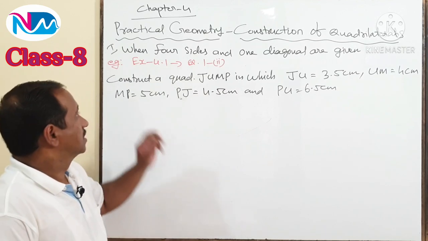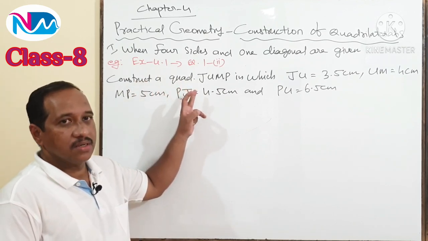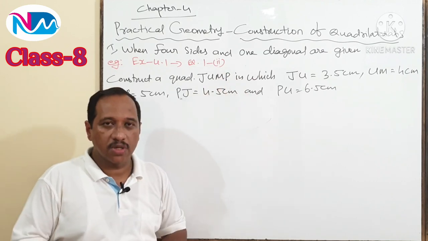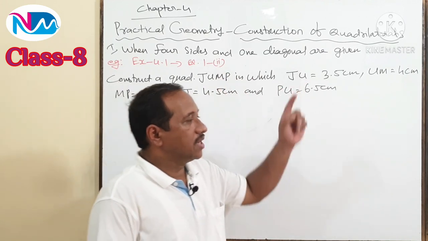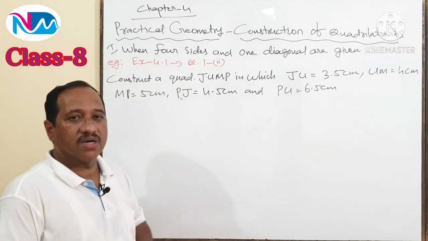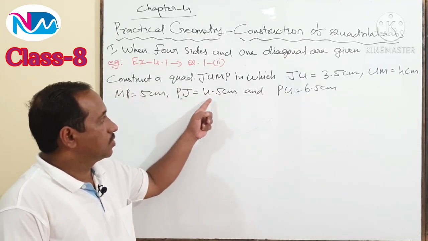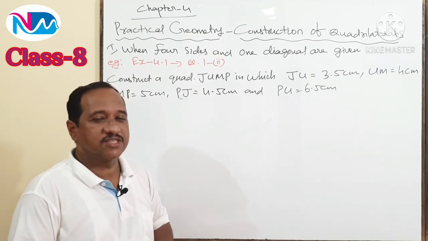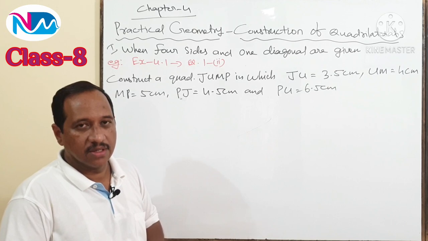The question is, construct a quadrilateral JUMP in which JU is equal to 3.5 cm, UM is equal to 4 cm, MP is equal to 5 cm, PJ equal to 4.5 cm and PU equal to 6.5 cm.